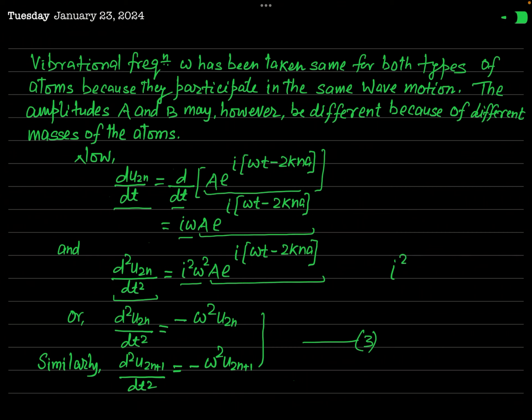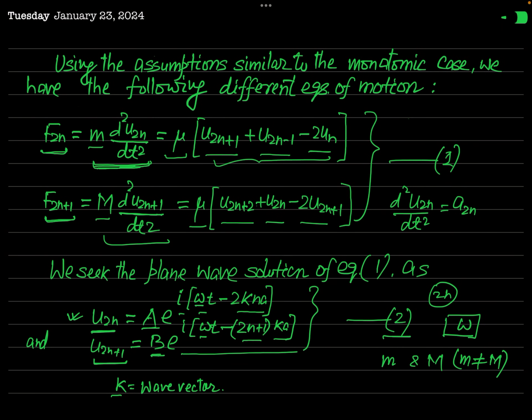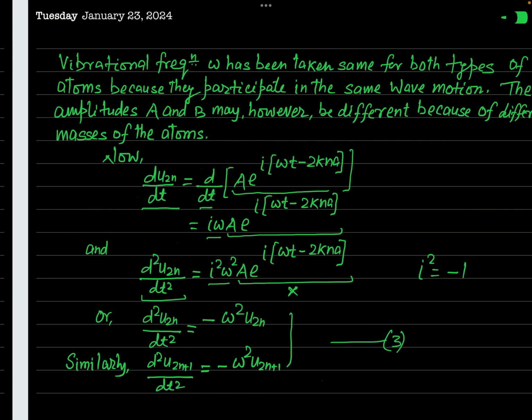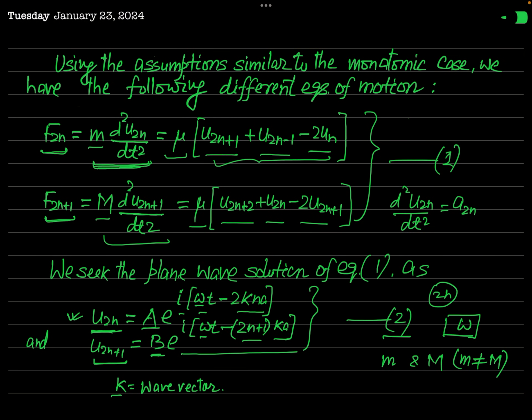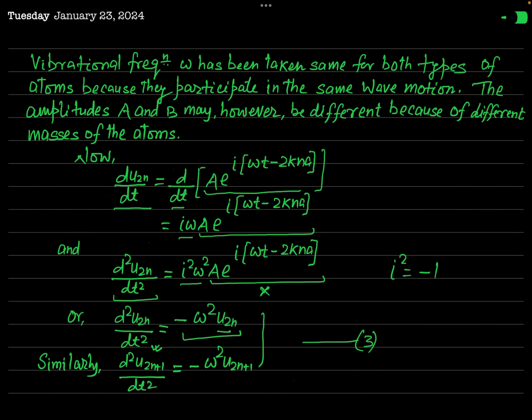But you know this i square is equal to minus 1, and this factor a e to the power i(omega t minus 2kna), you can see this is actually u2n. So instead of that you can write u2n, and so we can write d2u2n by dt square is equal to minus omega square times u2n. Similarly, when you differentiate this u2n plus 1 two times, you will get a similar result.